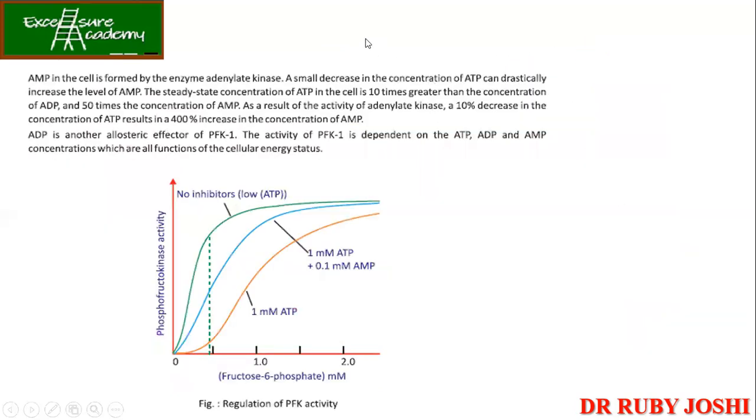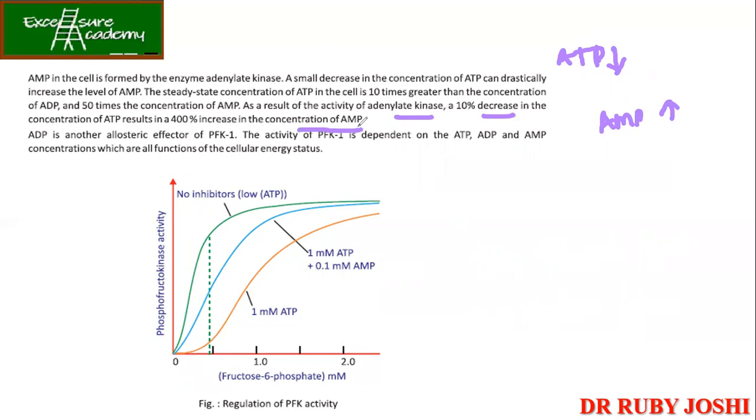Now AMP in the cell is formed by the enzyme adenylate kinase. ये हमें मालूम है adenylate kinase, right? So a small decrease in the concentration of ATP can drastically increase the level of AMP. Yes, अगर आपका ATP decrease हो रहा है तो आपका AMP increase होगा, obviously बात है. So the steady state concentration of ATP in the cell is 10 times greater than the concentration of ADP, 50 times concentration of AMP. As a result of the activity of adenylate kinase, 10% decrease in the concentration of ATP results in 400% increase in the concentration of AMP.